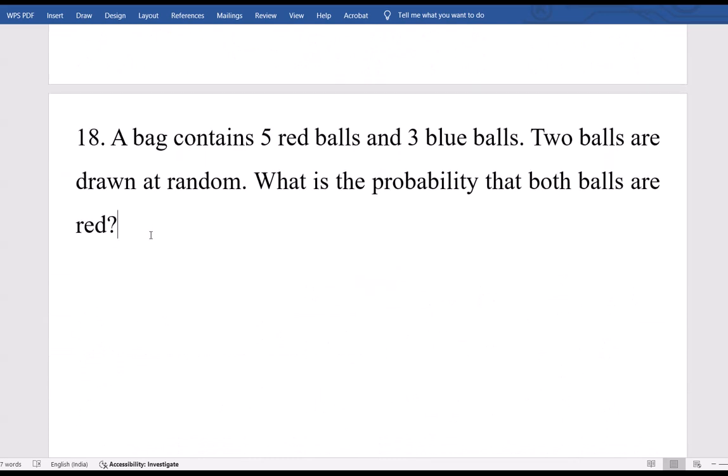Now see this probability related question. Easy one only, not difficult. We are just tapping and recalling all different things.